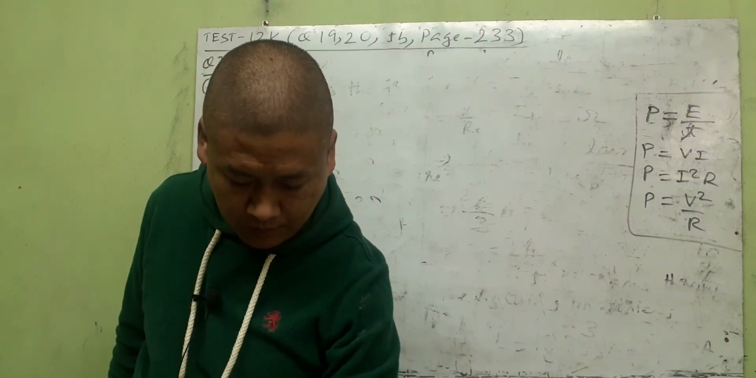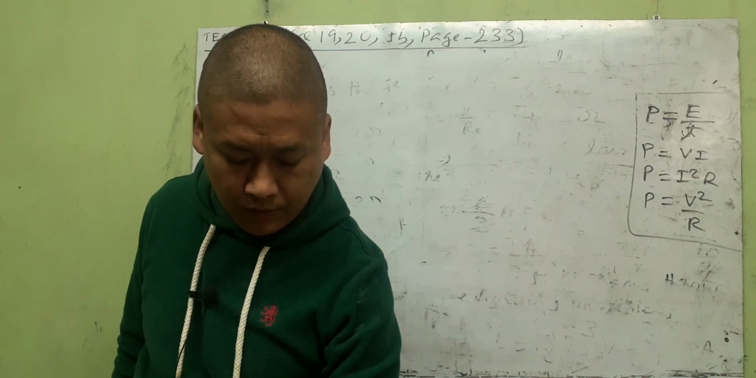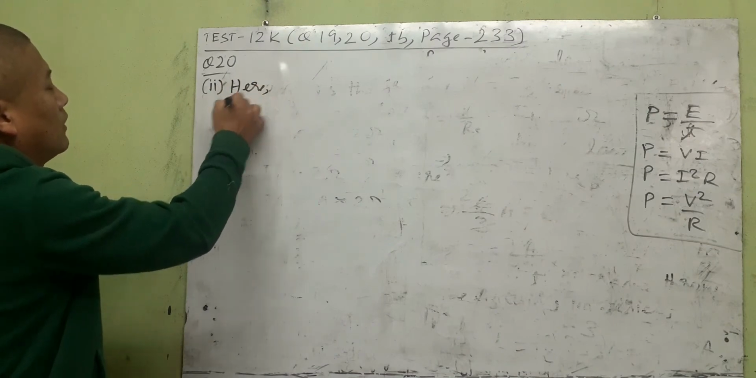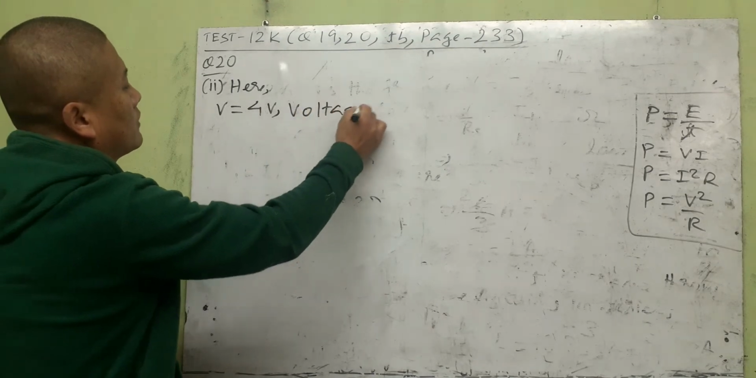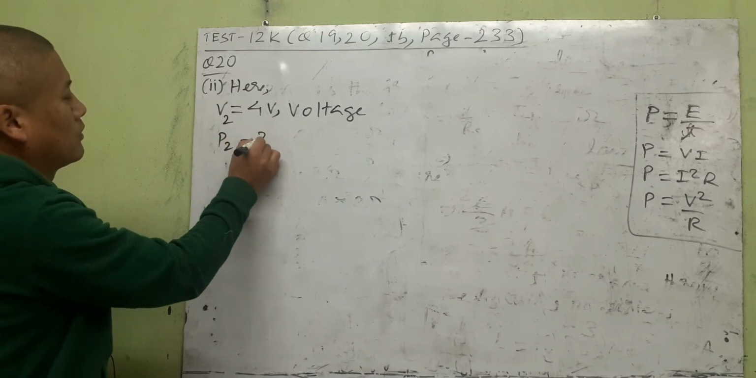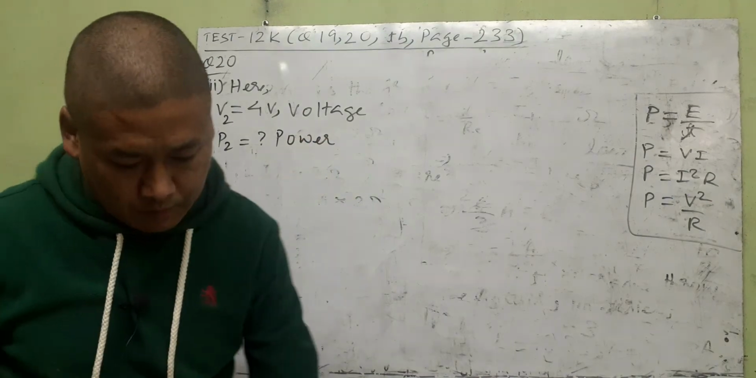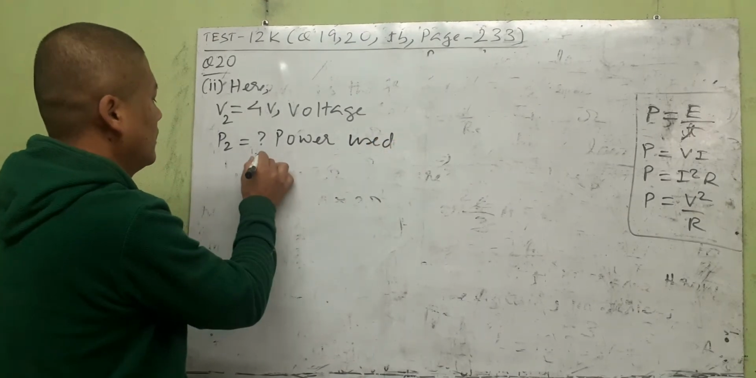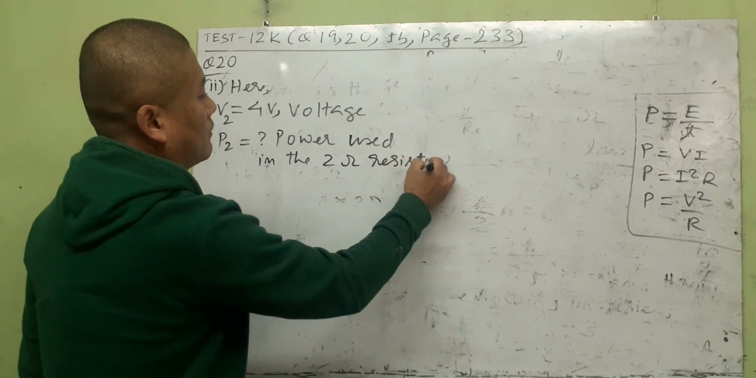Question number 20. A 4-volt battery now in parallel to 12 ohm and 2 ohm. So V2 here, as we read, the V is also changed, not 6 volt anymore. 4 volt is the voltage in the second case. So let us put this one as V2. Let us put P2 as the power, the question mark. Look into your question: power used in the 2 ohm resistor.